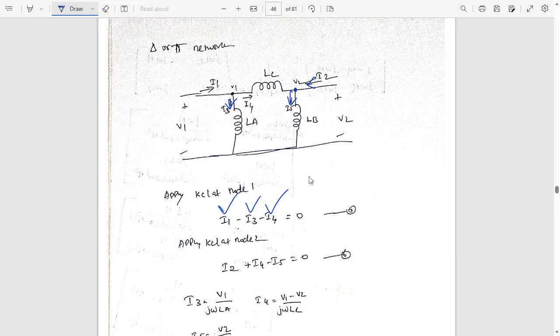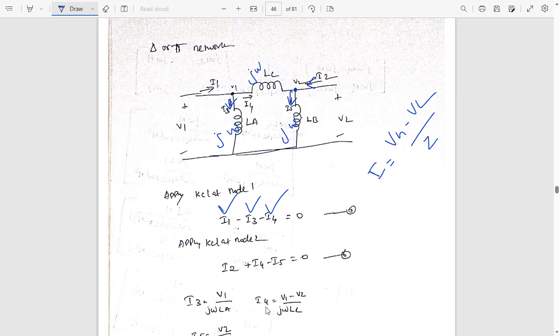Okay, now apply Ohm's law. We know that I is equal to V higher minus V lower by Z. Okay, so I3, V1 is at higher potential and reference potential is 0, so V1 minus 0 by Z. LA can be written as j omega LA, LB can be written as j omega LB, and LC can be written as j omega LC.